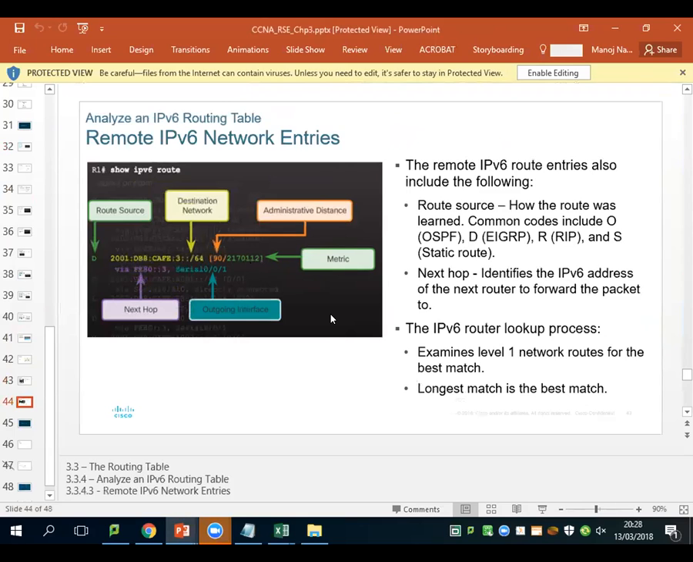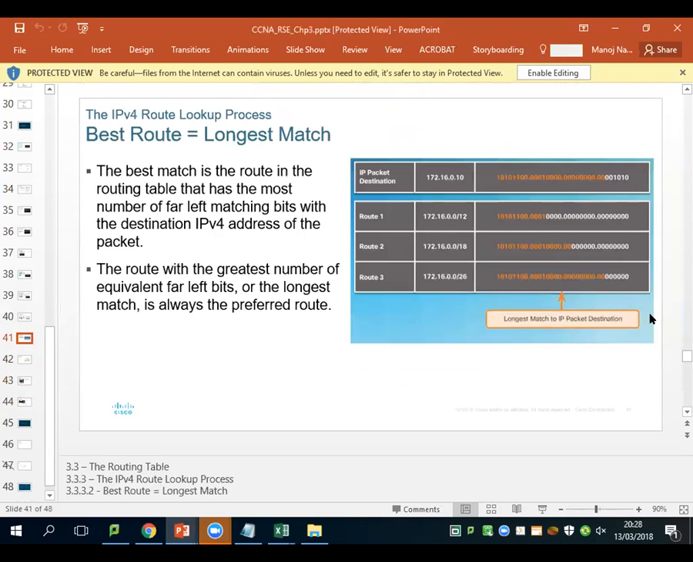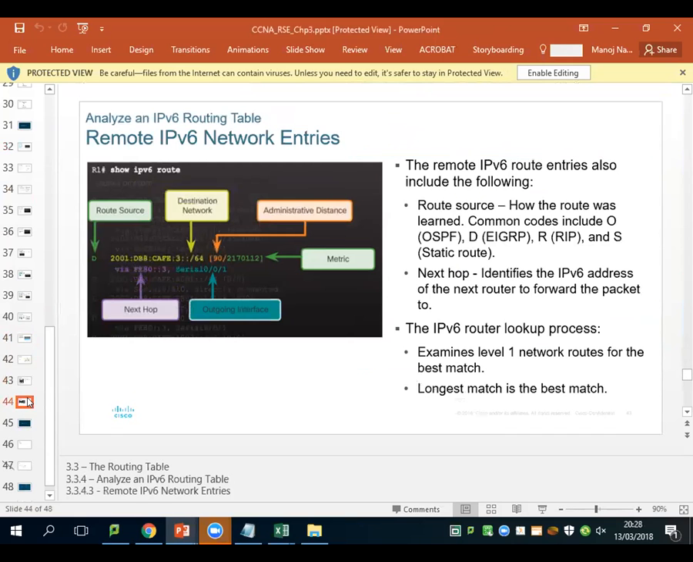And the process for looking up routes on IP version 6 is it examines level 1 network routes for the best match, and again, longest match is the best match. So you'll need to do something similar to how you did this to look up your best match on IP version 6. Just filling out the address in full and seeing how it matches up.